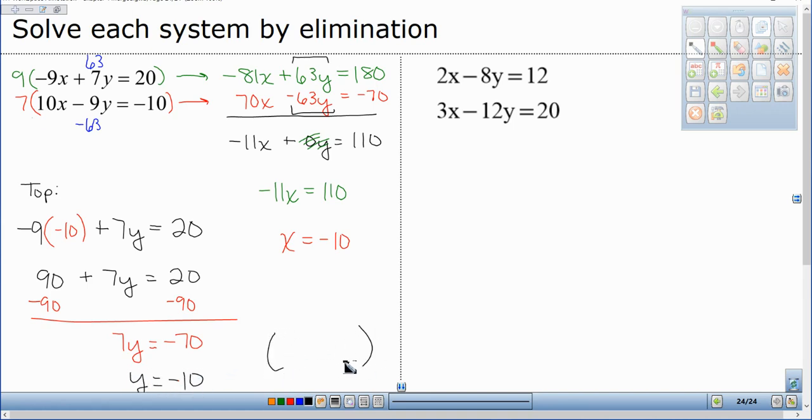So ordered pair, x goes first, negative 10. y goes second, negative 10. In this case, the order would not have mattered because x and y were the same value.